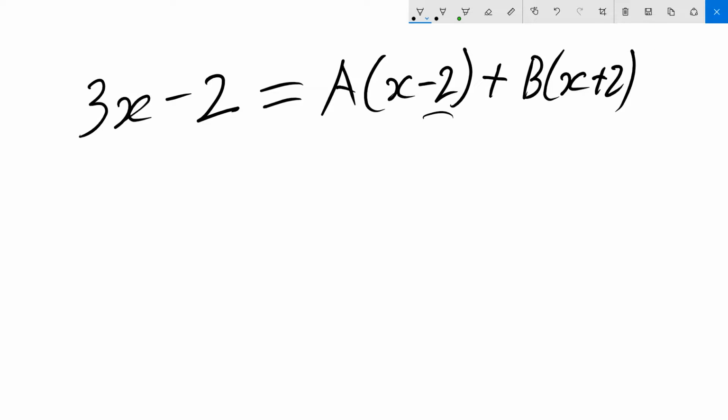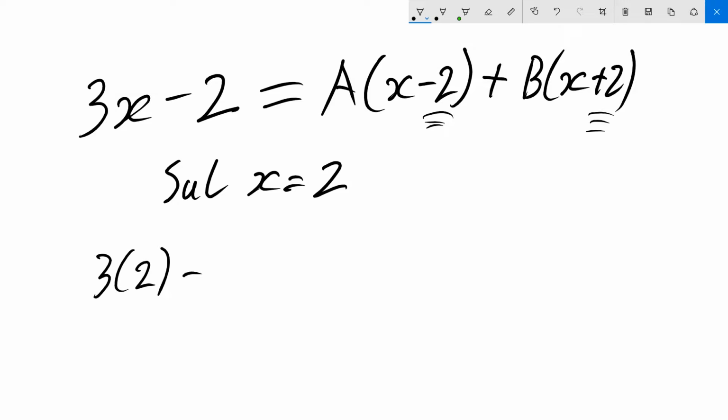So here we have a minus 2 and a positive 2. So what we want to do is we want to choose an x value that will either cancel out a or b. So we want something that will make a 0 in one of these brackets here. So I'm going to sub x equals positive 2, so I can get rid of a, and I'll be left with b. So now I have 3 lots of 2 minus 2 equals a lots of 2 minus 2, which is 0, so that cancels out.